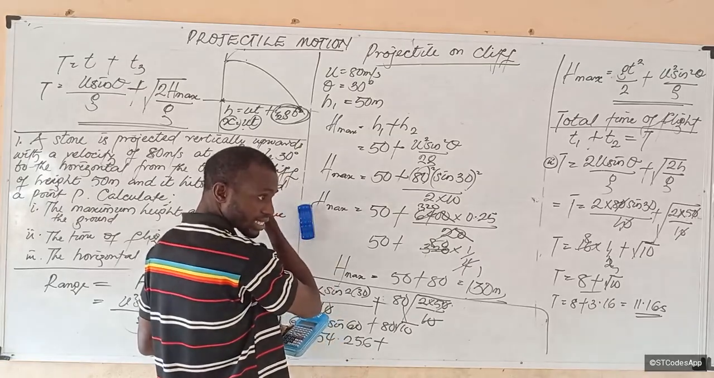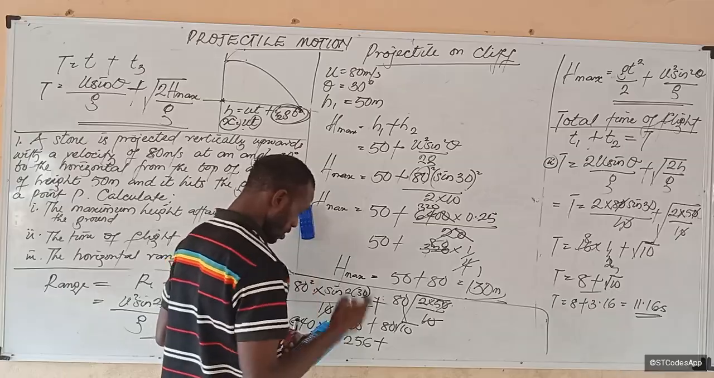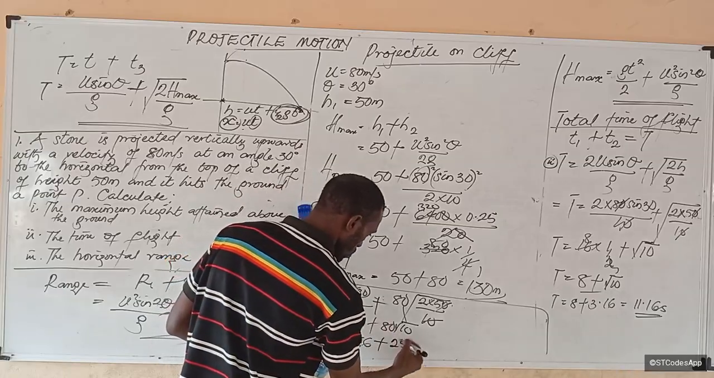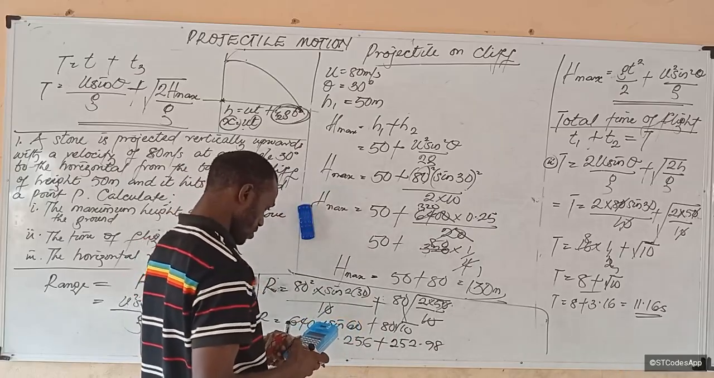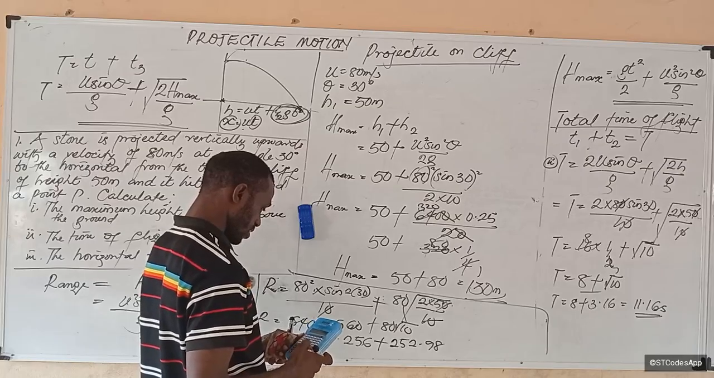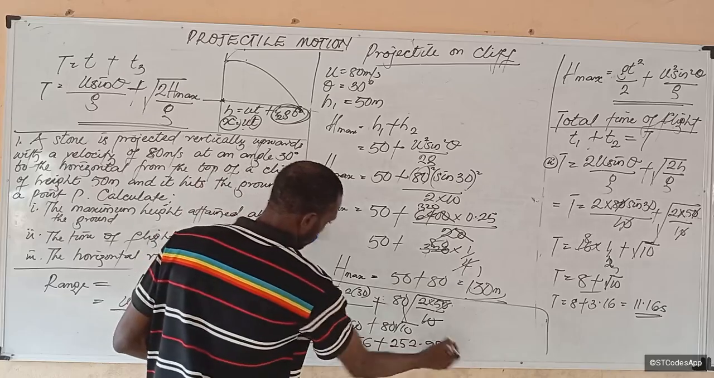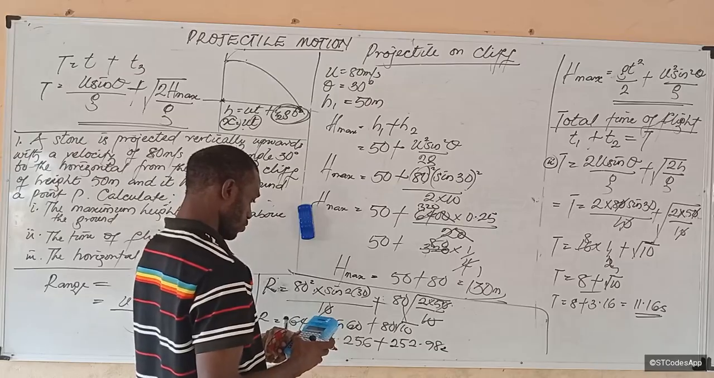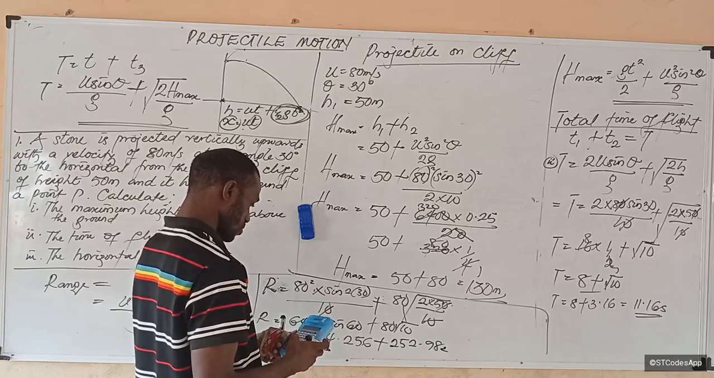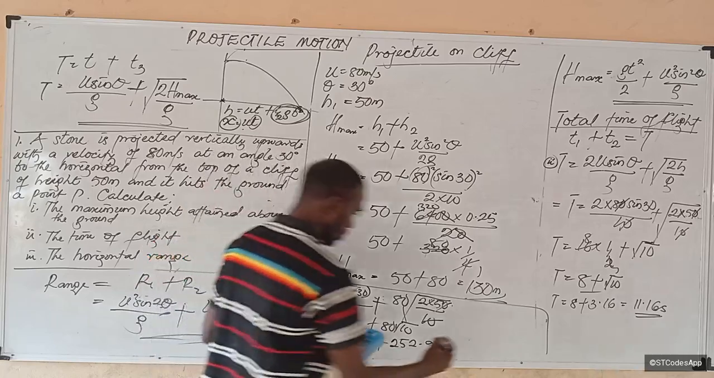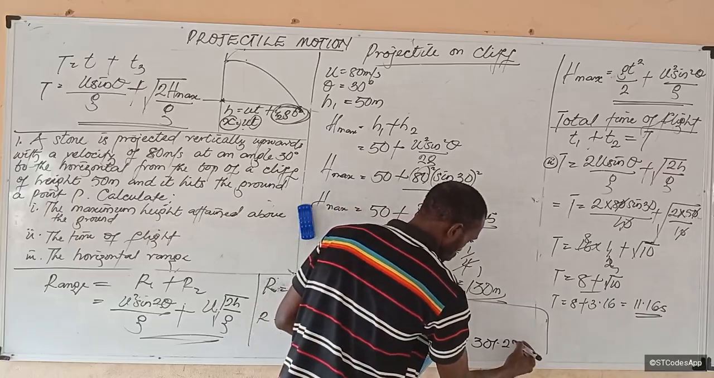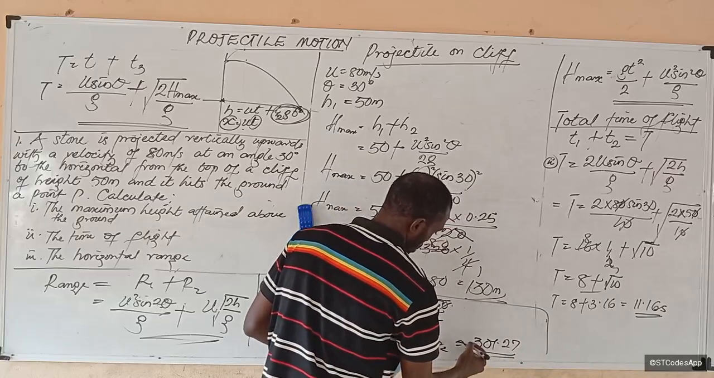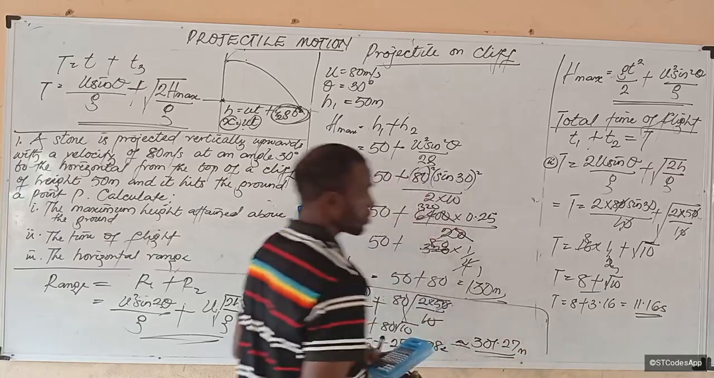80 times 3 point something is 252.98. So let's do 554.256 minus 252.982. That gives us 301.274. So let's use it as 2 decimal places, meters. So that will be the range.